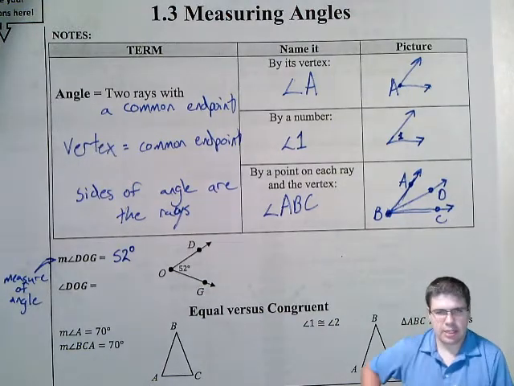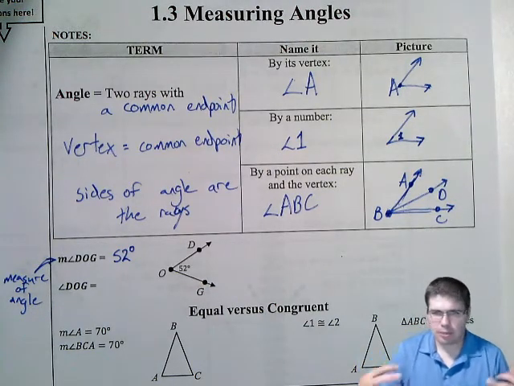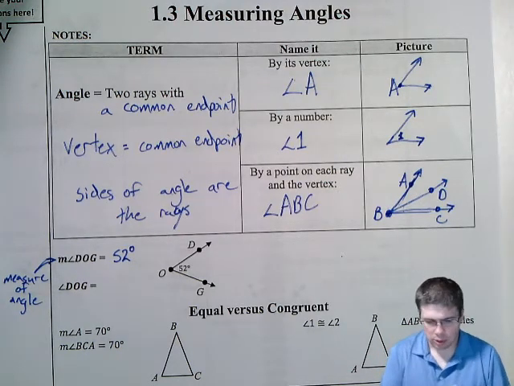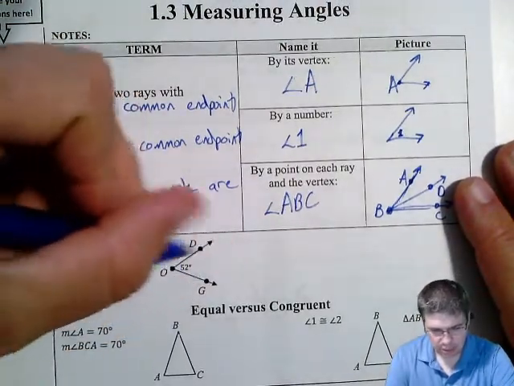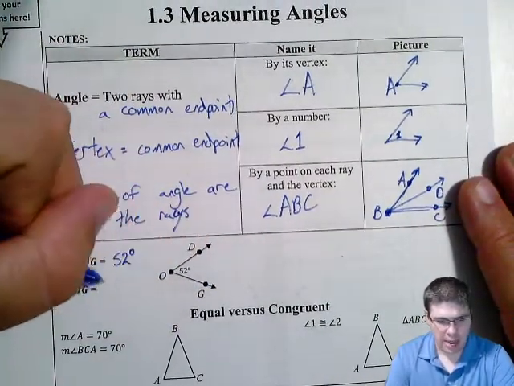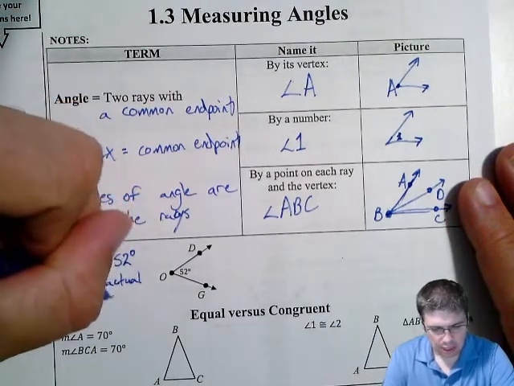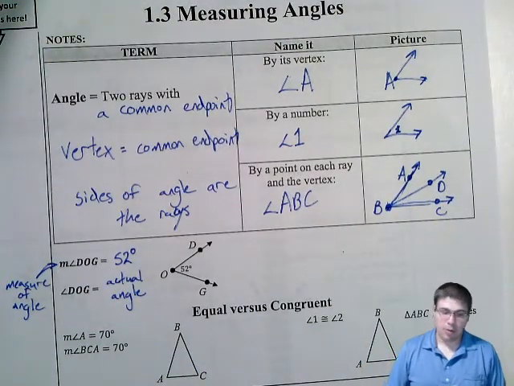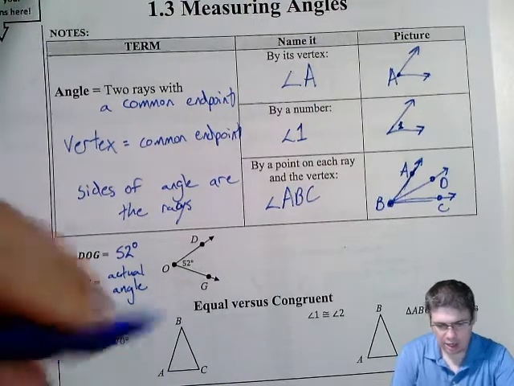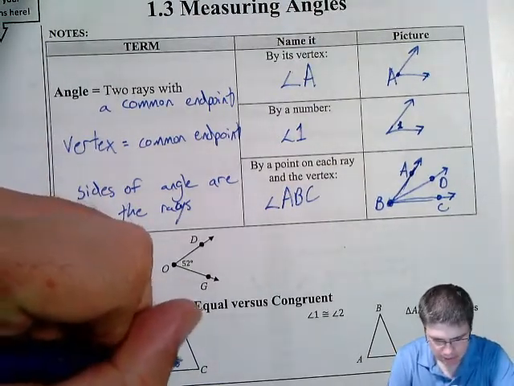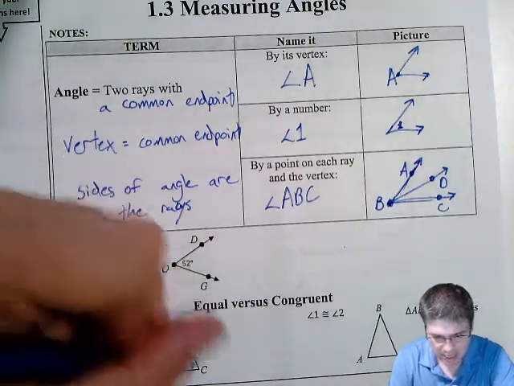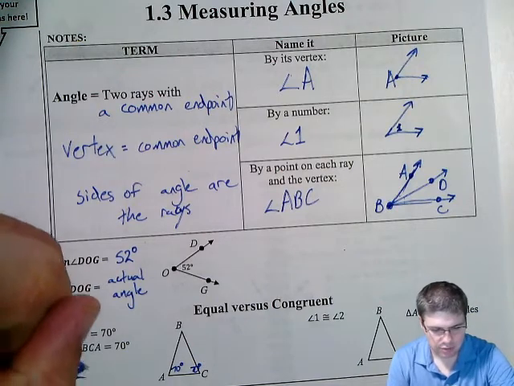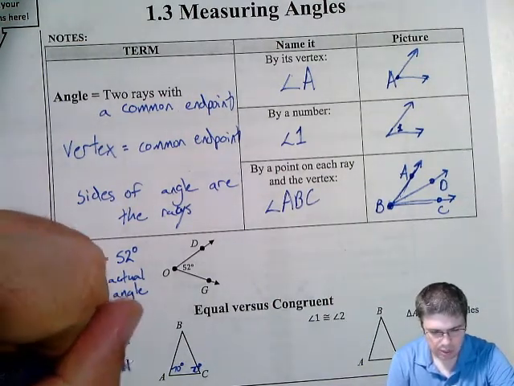And so when we get back to this idea of equal versus congruent, angle measures can be equal, whereas the angles themselves can be congruent if their measures are equal. So angle DOG is just referring to the angle, kind of the picture there. So that's the actual angle, whereas the measure of the angle is just the number 52 degrees. So here, if the measure of angle A is 70 degrees, and the measure of BCA is also 70 degrees, we can write that statement that the measure of angle A is equal to the measure of angle BCA.